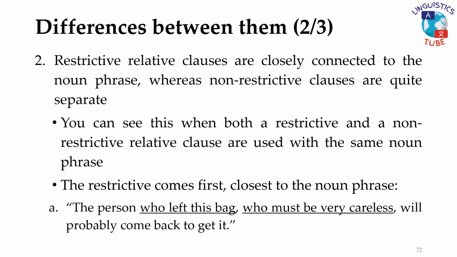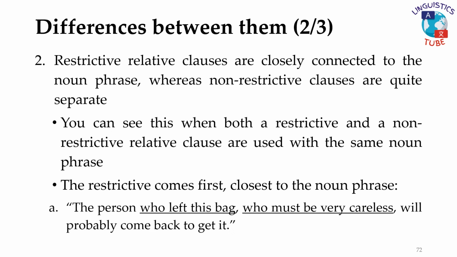When both a restrictive and a non-restrictive relative clause are connected to the same noun phrase within a sentence, the restrictive clause always comes first, because it must be closest to the noun phrase. Therefore, because the meaning of the restrictive relative clause is more directly connected to the main clause, the relative clause is closer to the noun phrase, compared to the non-restrictive relative clause.